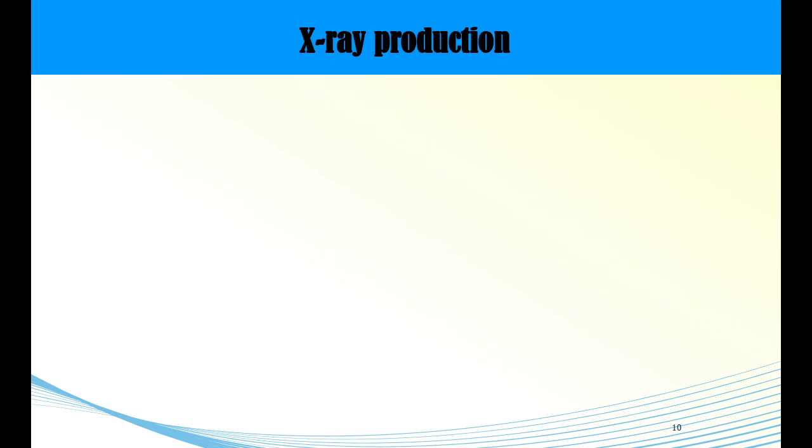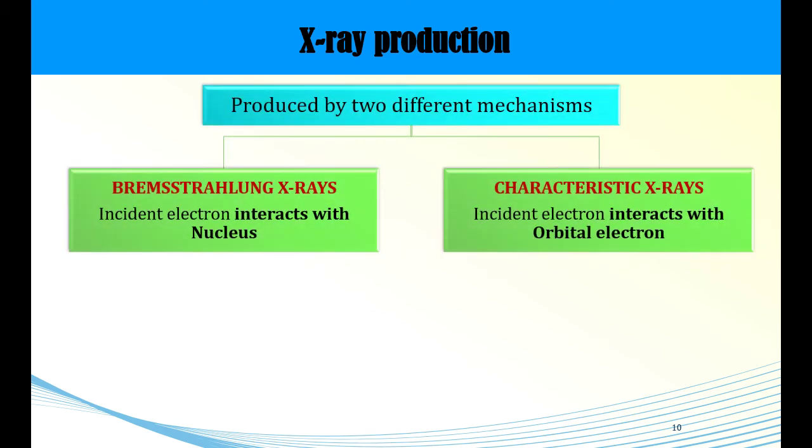Next, we will see X-ray production. X-rays are produced by two different mechanisms. See carefully, X-rays are produced due to two different mechanisms. It is not simply that electrons come from the cathode, strike the anode, and X-rays form. No, the electrons interact with the anode, and that interaction is of two kinds, and due to these two kinds of interaction there is a formation of two kinds of X-rays.